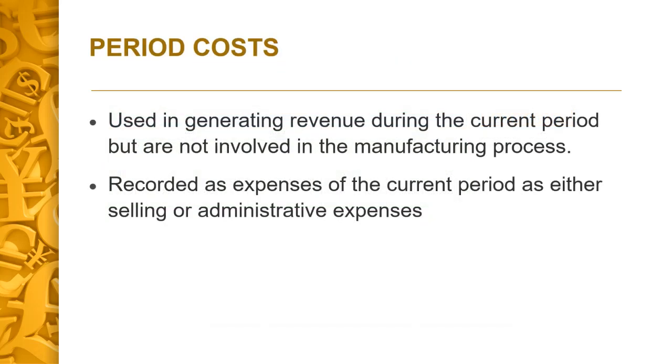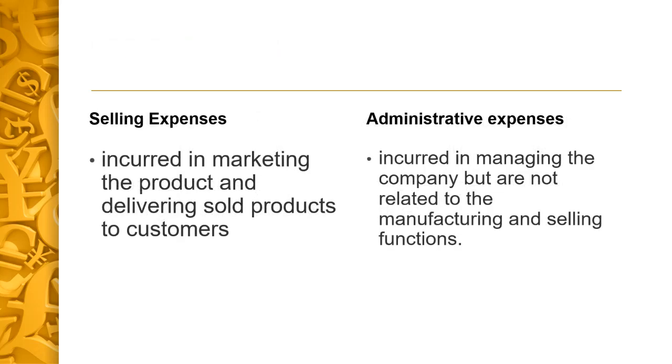What are period costs? Period costs are used in generating revenue during the current period but are not involved in the manufacturing process. Period costs are recorded as expenses of the current period as either selling or administrative expenses. What's the difference between selling and administrative expenses? Selling expenses are incurred in marketing the product and delivering sold products to customers. Administrative expenses are incurred in managing the company but are not related to the manufacturing or selling functions.